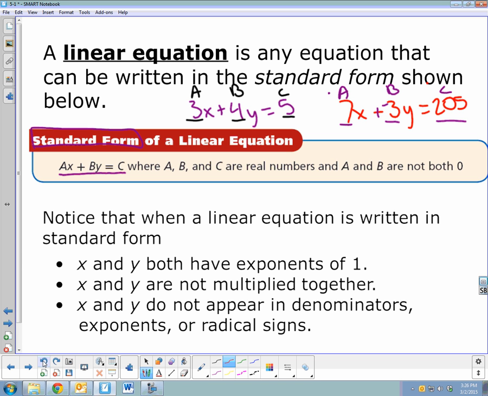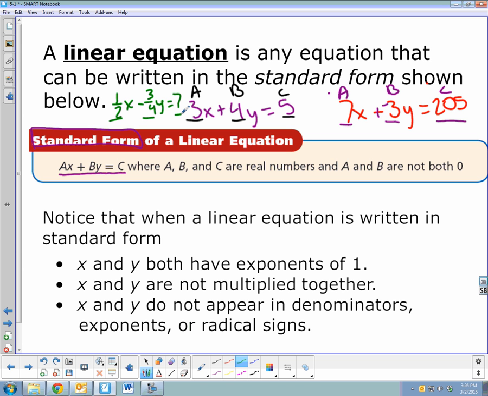X and y are not multiplied together. They're added. Ax plus by equals c. No multiplication with x and y. X and y do not appear in denominators. I didn't write any examples of that. However, you certainly could have, I'm kind of running out of space, 1/2 x minus 3/4 y equals 7. A would be 1/2, B would be negative 3/4, C would be 7. And so you could have that, but no x and y in the denominator.